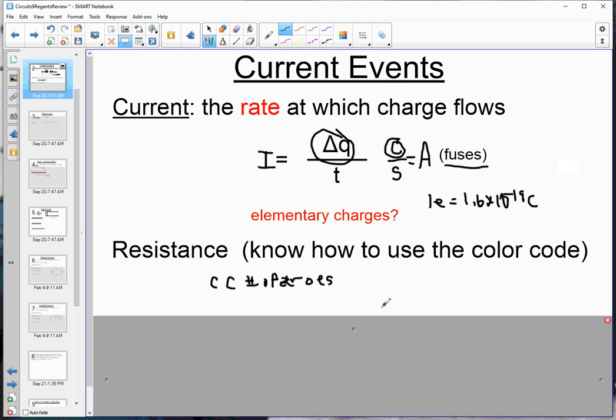So if we had red, brown, red, the red would be a 2, the brown would be a 1, and the red would be 2 zeros. So that would be 2100 ohms.